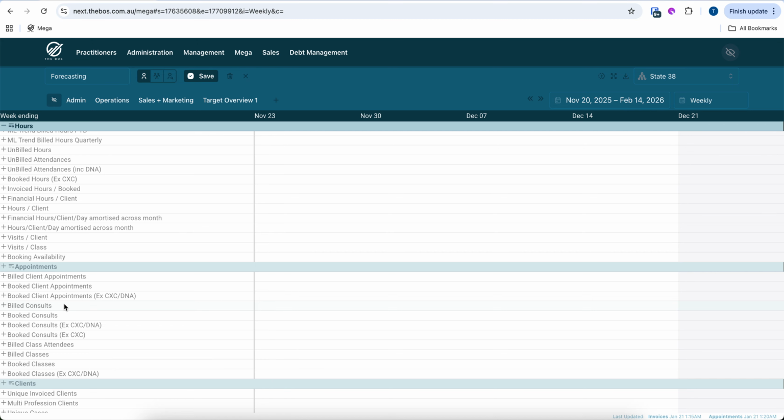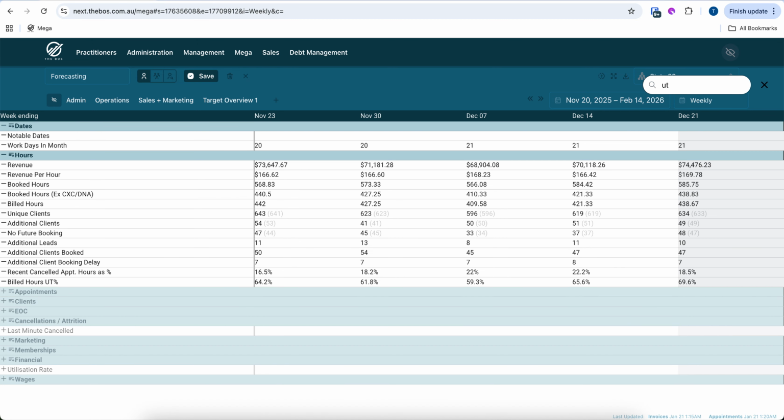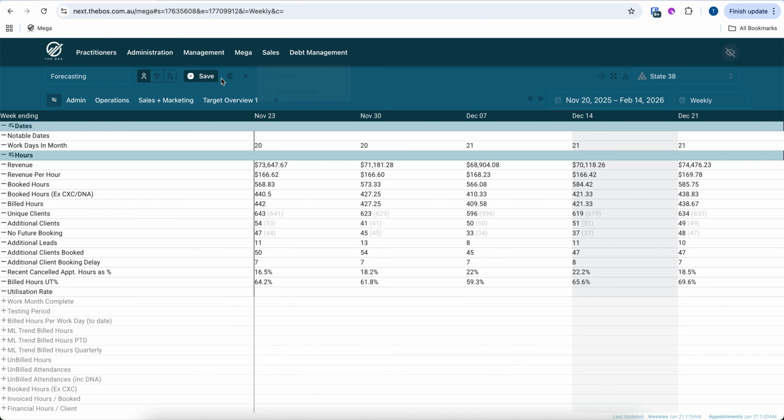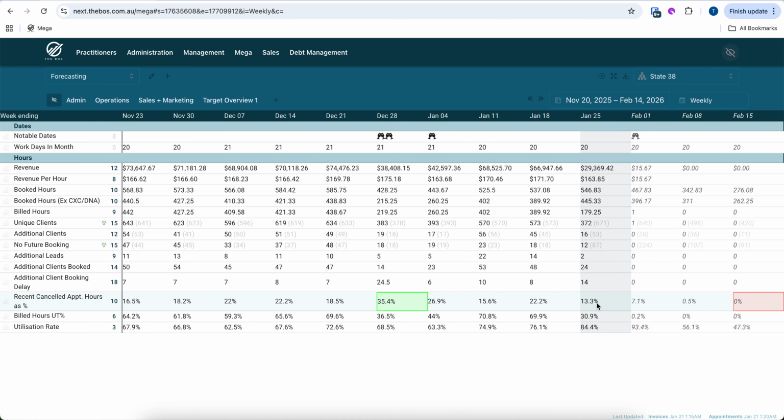I can look up utilization rate, bring that one in. Let's have a look here. And you can see that utilization is climbing, which means that it's going to be hard to find white space in the diary. So that may mean that we need to hire. It may mean that we need to come up with some sort of strategy to enable people to get booked in. So with that, let's assume that we get a similar booked hours to last week.